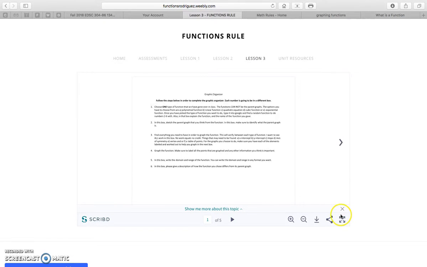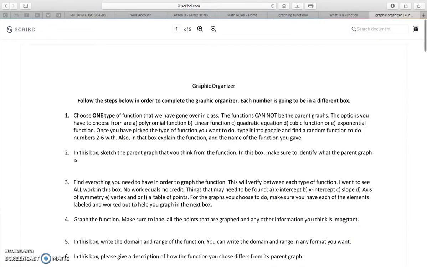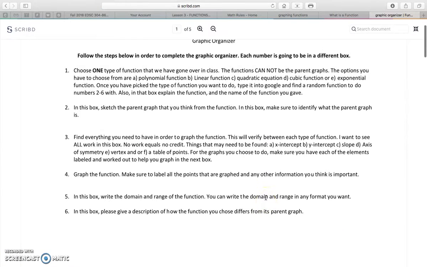Lesson 3 is going to be a graphic organizer, which I personally love the setup that I did for it. Each of these numbers here corresponds with a box. So box number 1, you're going to have to choose a function at all. Doesn't matter what function, as long as it's not a parent function. And then I also listed some of the examples that they could use.